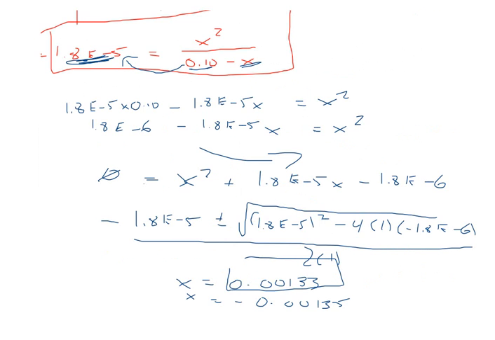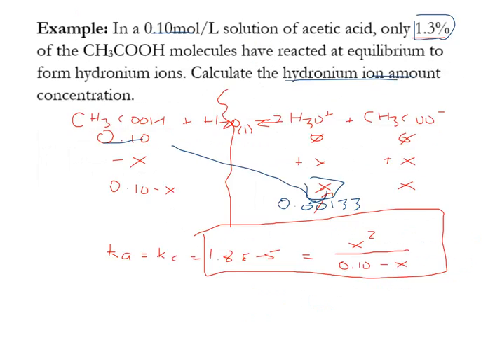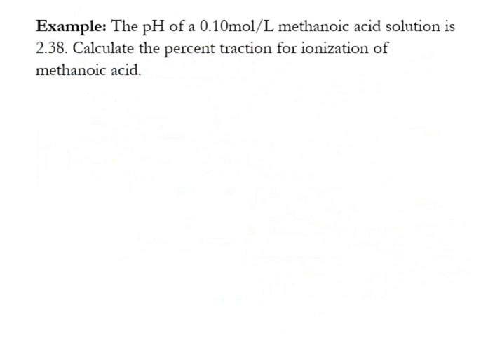Where's my last one here? There it is. So we've got a pH of methanoic acid, and it's at 0.10 moles per liter when we started. We want to calculate the percentage. I'm going to kind of work backwards here. So what I could do is begin setting up my table.